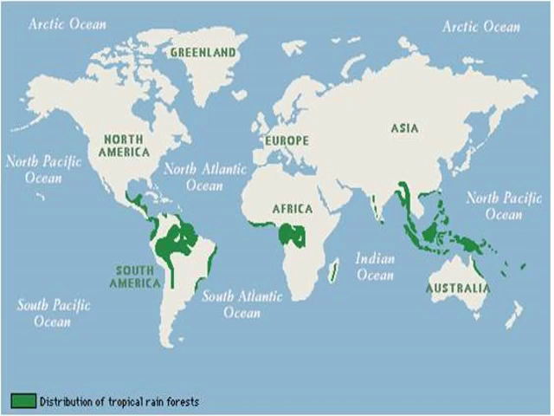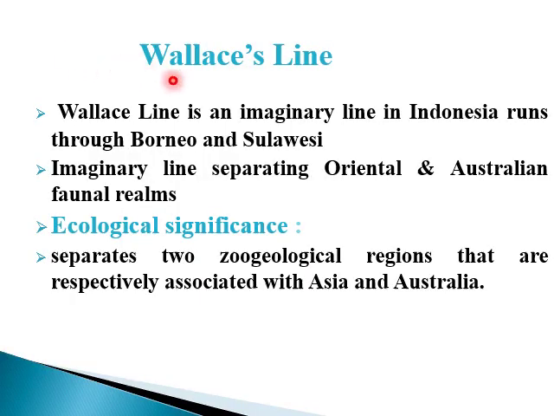Here is the basic map of all over the world. Here is Asia and Europe. Our Oriental region is basically included in this area. We talk about Wallace's line. Wallace was basically a zoogeographic researcher who made imaginary lines between the different areas of different regions.